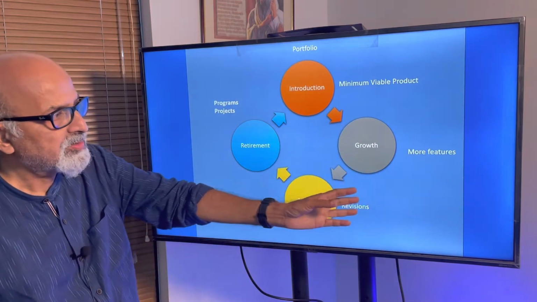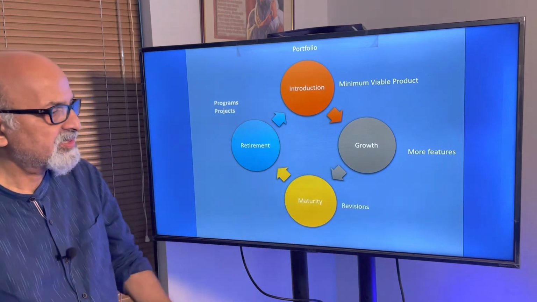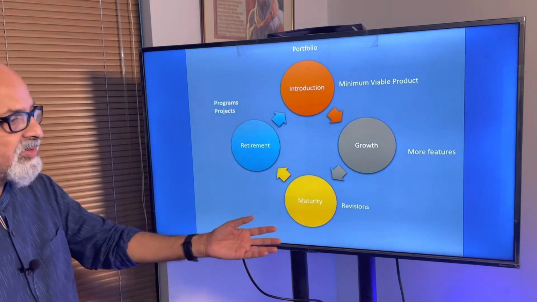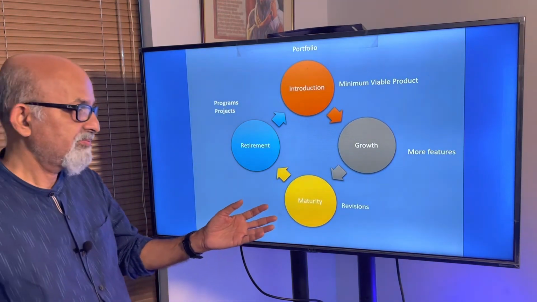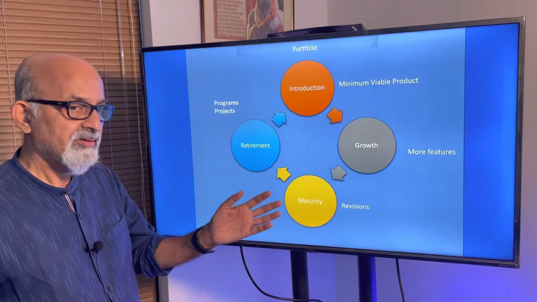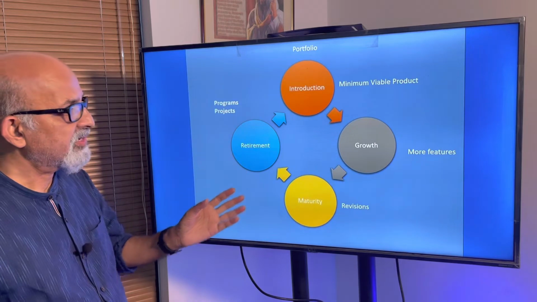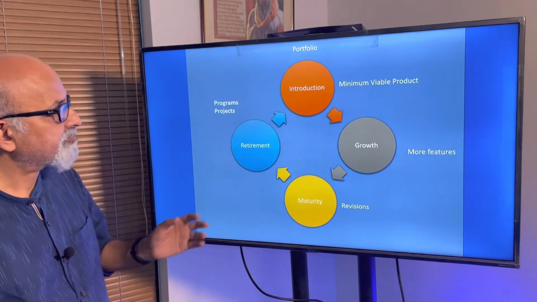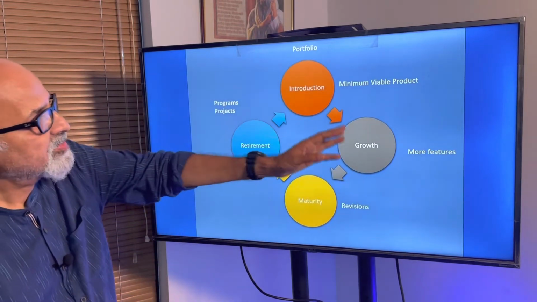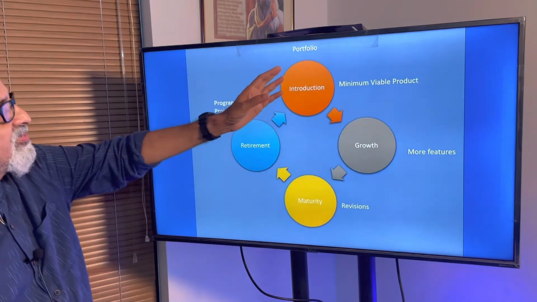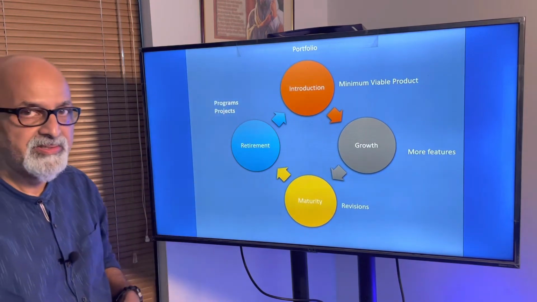Then it gets into the growth phase where more and more features get added to it. Then multiple revisions happen, major version 1, version 2, version 3 kind of thing. Then the retirement stage comes in. And everything is managed through portfolios, programs and projects.